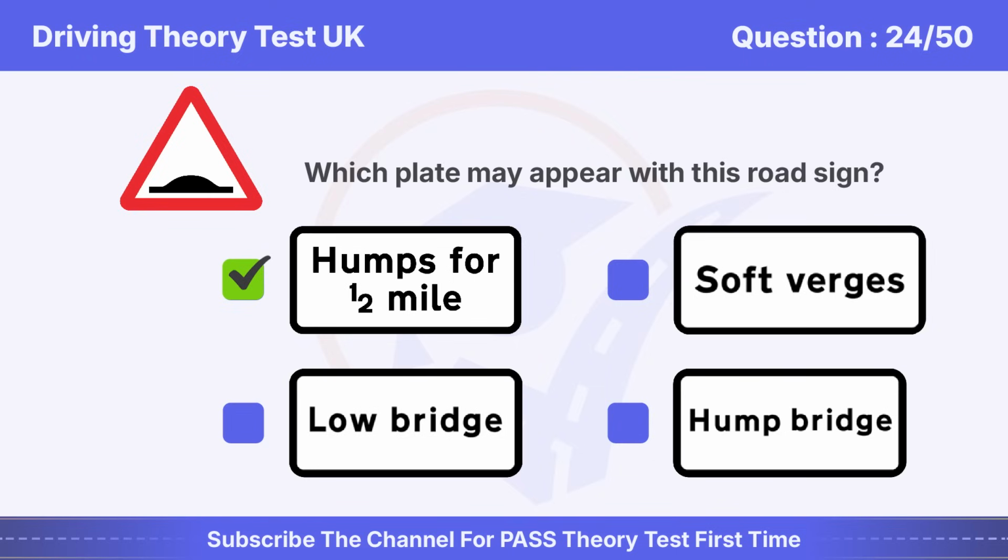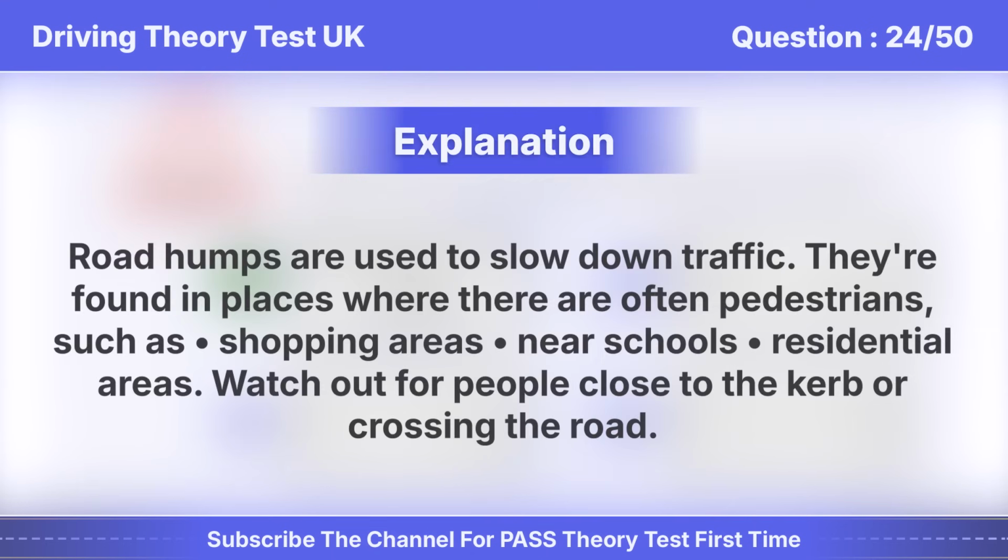Answer is A. Road humps are used to slow down traffic. They're found in places where there are often pedestrians, such as shopping areas and near schools or residential areas. Watch out for people close to the curb or crossing the road.